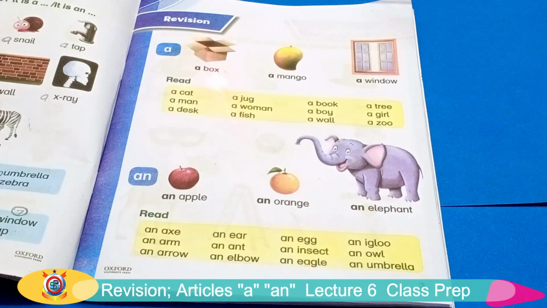B-O-X. What is the sound of B? B. B-O-X. Box. A box. Come on, read it with me. A box. A box. Yes. Very good.